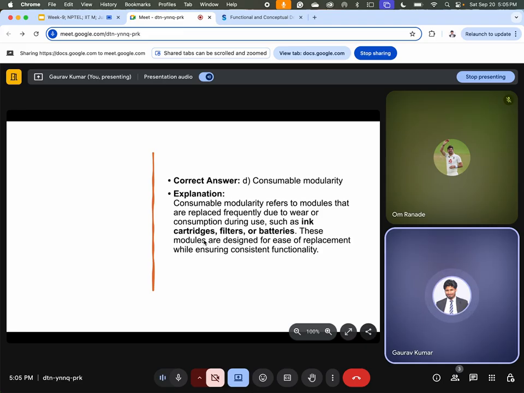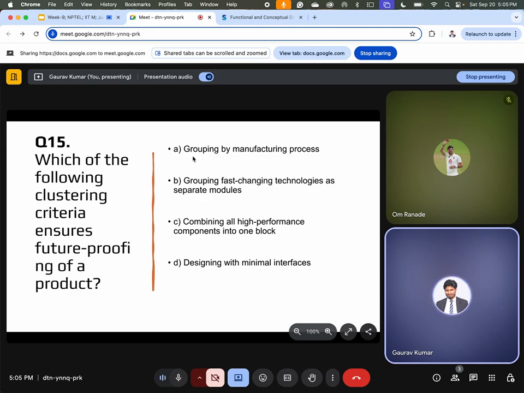Now moving towards the next question, question number 15. Which of the following clustering criteria ensures the future proofing of the product? Is it grouping by manufacturing process, grouping changing technology as separate modules, combining all high performance components into one block, or designing with minimal interface?